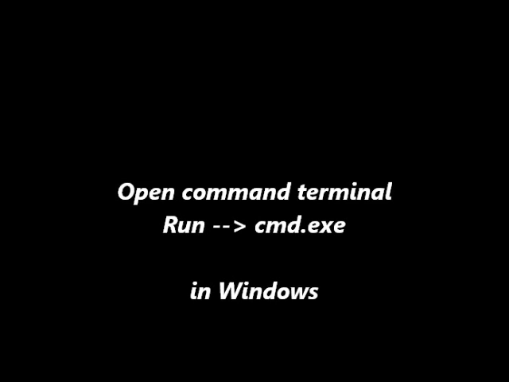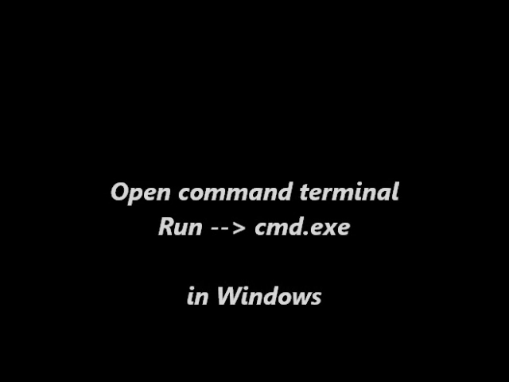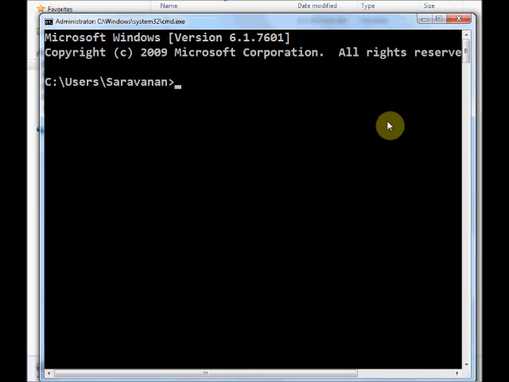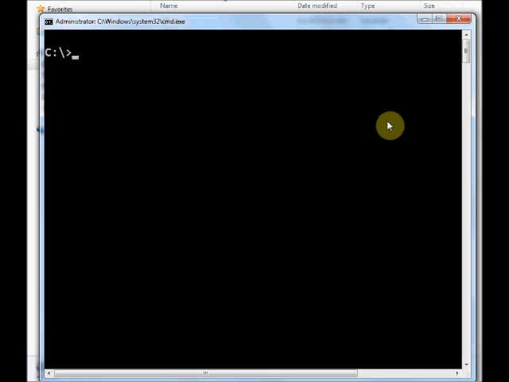Open the command line terminal using the command run cmd.exe. Your command terminal opens. You can go to your C drive using CD and then use CLS to clear the screen. Now type AVRDUDE and the list of options will open up. This is the list of options.